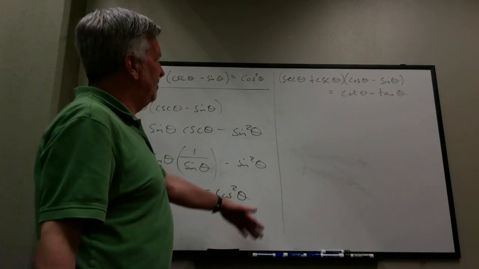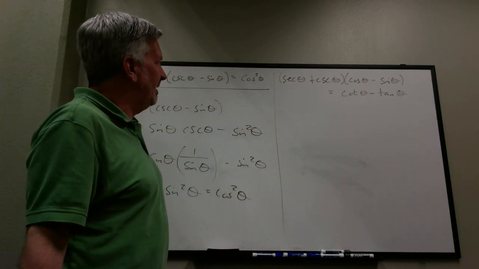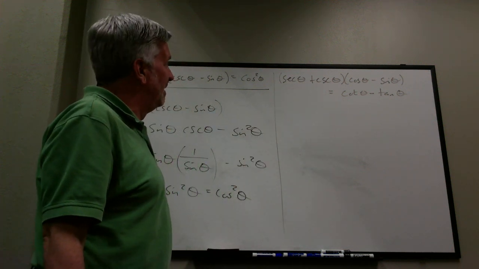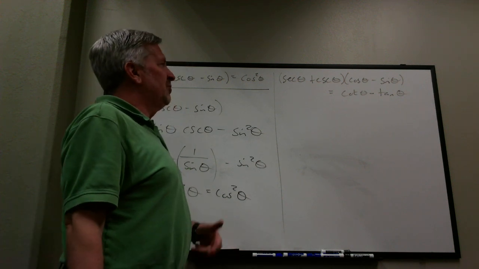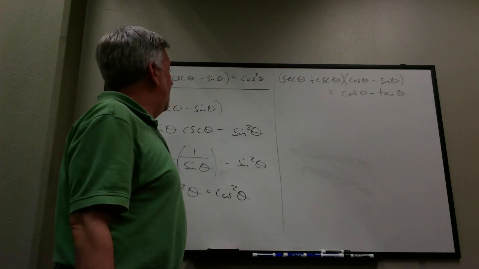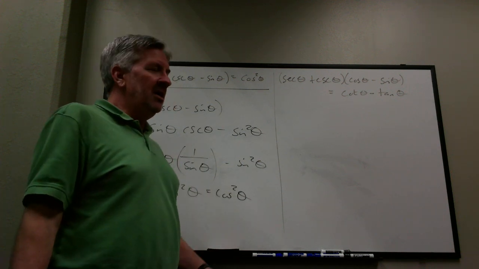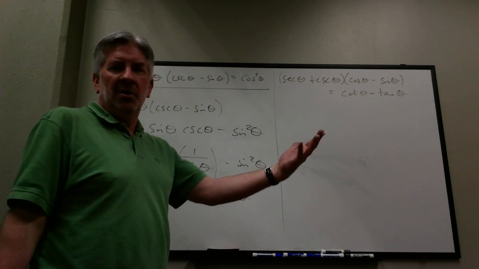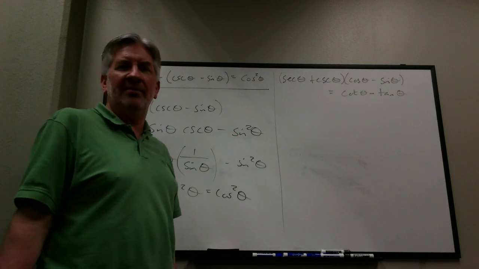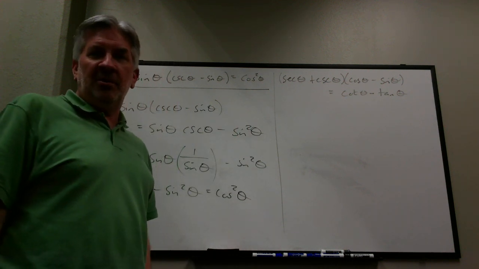The second one is this one here. Secant theta plus cosecant theta times quantity cosine theta minus sine theta is cotangent theta minus tangent theta. We want to start on one side and work our way to the other. Another motivation, besides which one's more complicated, is sometimes you look at this side and you just don't have any idea where to begin. But the other side, you do. You have an idea of something to try. So start with that side and see where you get.